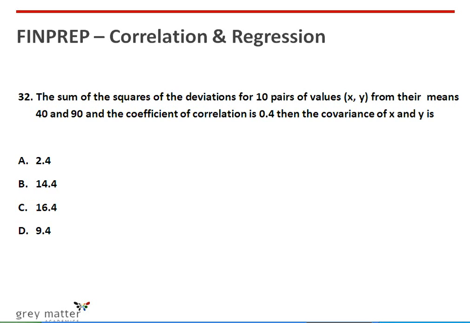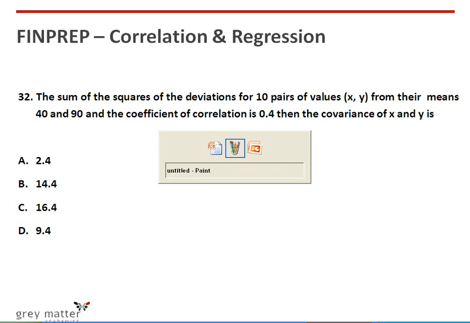32nd question. The sum of the squares of the deviations for 10 pairs of values x comma y from their means are 40 and 90 respectively, and the coefficient of correlation is given to be 0.4. Then the covariance between x and y needs to be found.